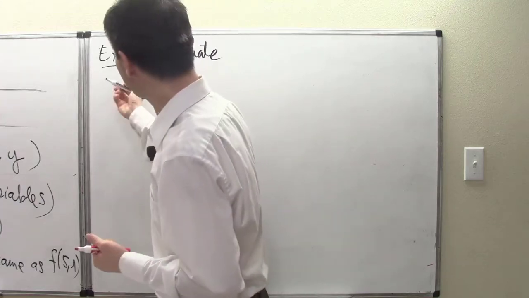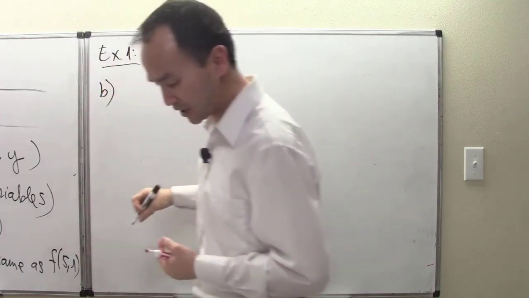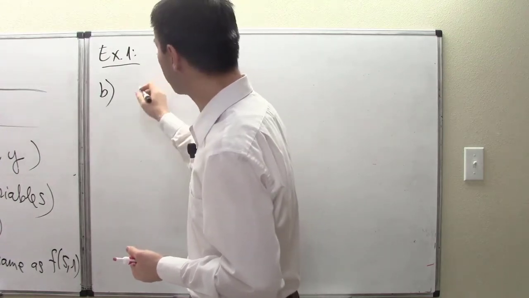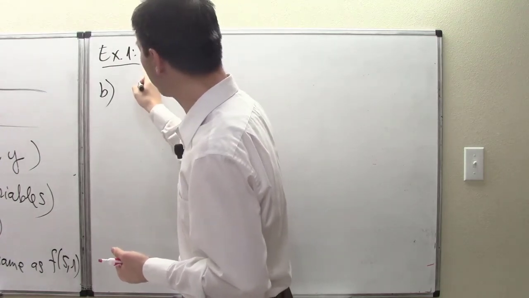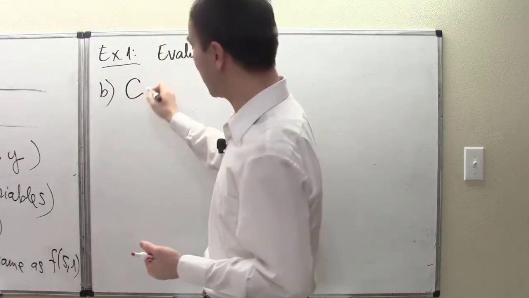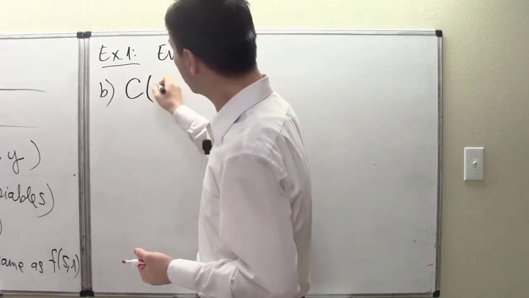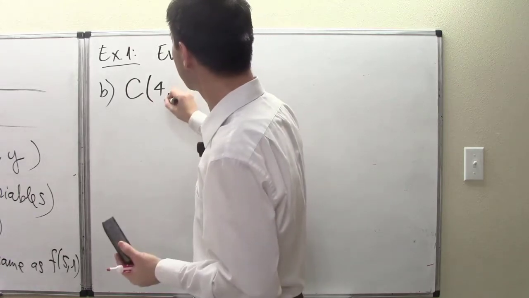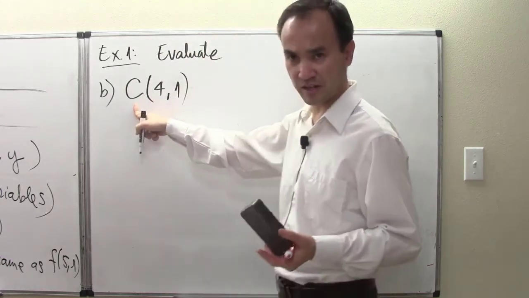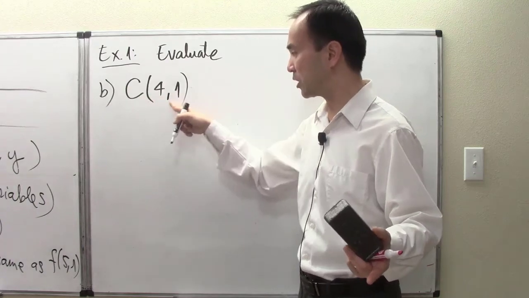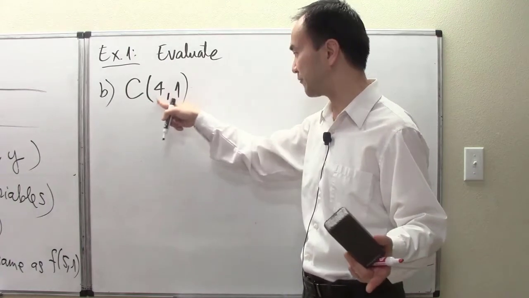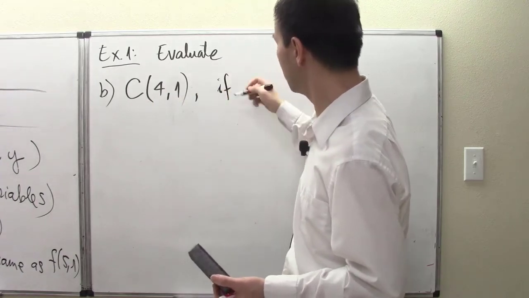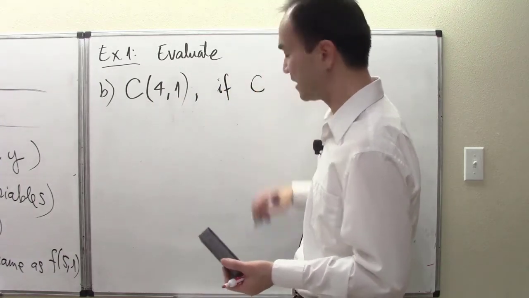All right, so now in part B of the example, let's look at a function as follows. I can call it c, and we want to evaluate the function c at the two values 4, 1. So this function here is called c. It's evaluated at the two values 4, 1. Now here's the definition of the function.